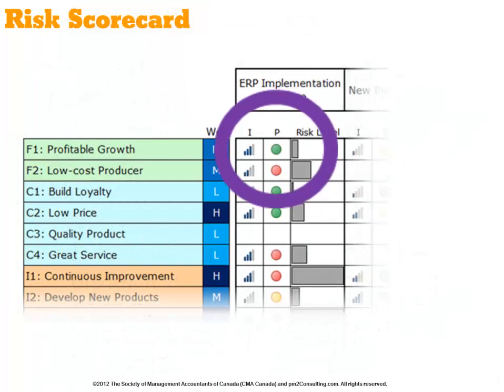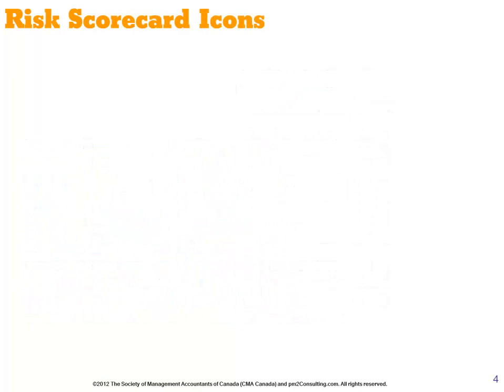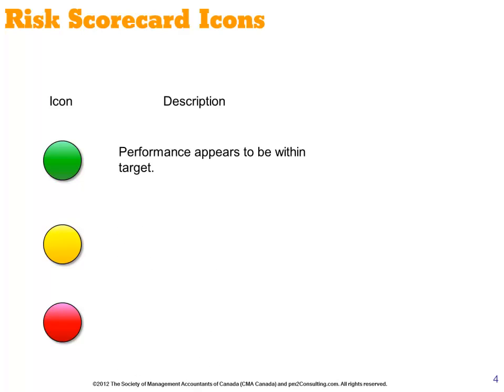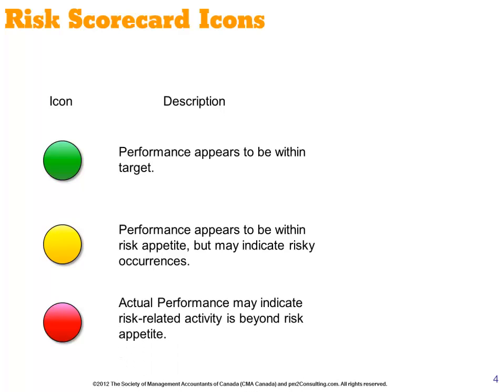So when we create those icons on the scorecard, we have to assign an aggressive score to it. And what it looks like is this. If we are going to give it a green, basically the performance appears to be within target, and there's no indication that risky performance is occurring. A yellow appears to be within the risk appetite, but there may be some risky occurrences occurring in the organization. And then finally a red, where the actual performance may indicate risk-related activity is beyond the risk appetite, maybe even beyond risk tolerance.